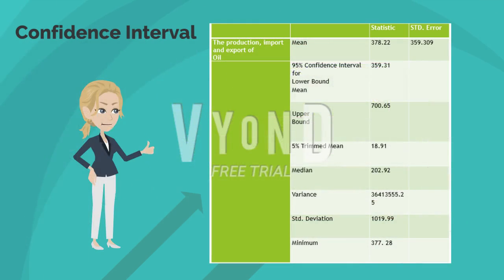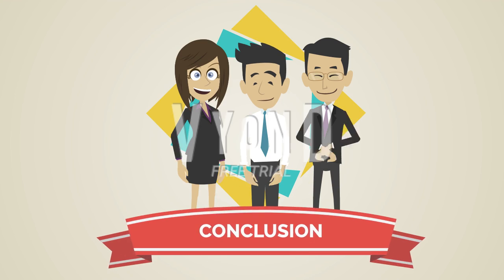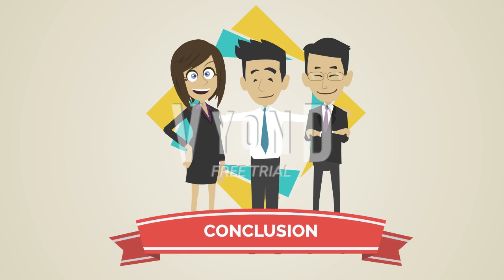The confidence interval we found for the production, import and export of oil is from 359.31 to 700.65. We interpret this in plain language by saying we are 95% confident that the true mean for the production, import and export of oil is between 359.31 and 700.65.